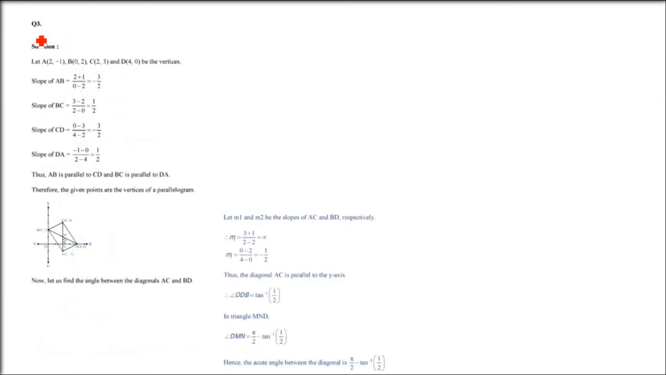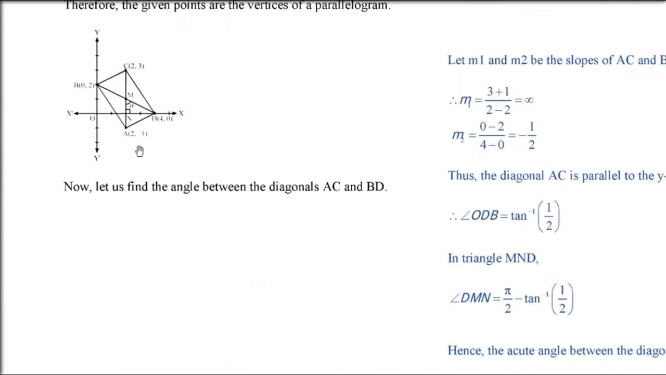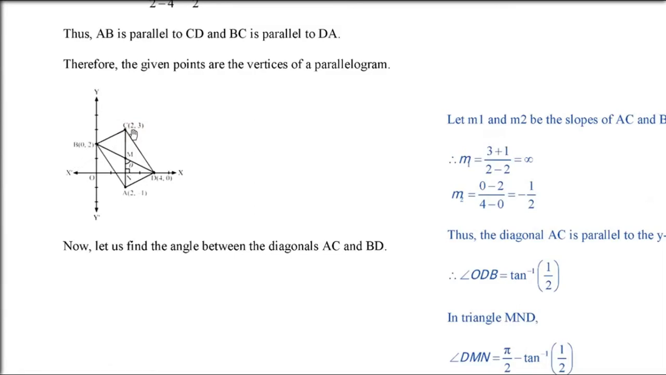Now third is, prove that the 4 points are the coordinates of the vertices of a parallelogram and find the angle between its diagonals. So these 4 points are the vertices of a parallelogram, and the angle between the diagonals you also have to find out. Let me show you the figure. These are 4 points, A, B, C, D, we have marked them. We have to prove that it is a parallelogram, and these are the diagonals. So there is an angle between them.